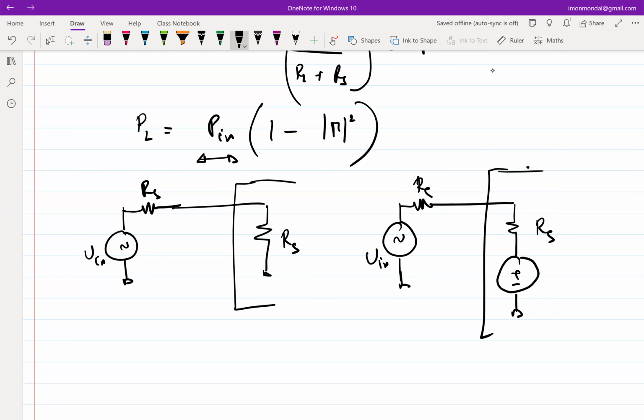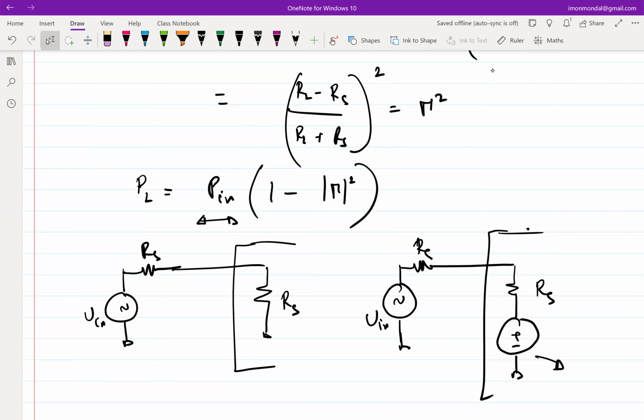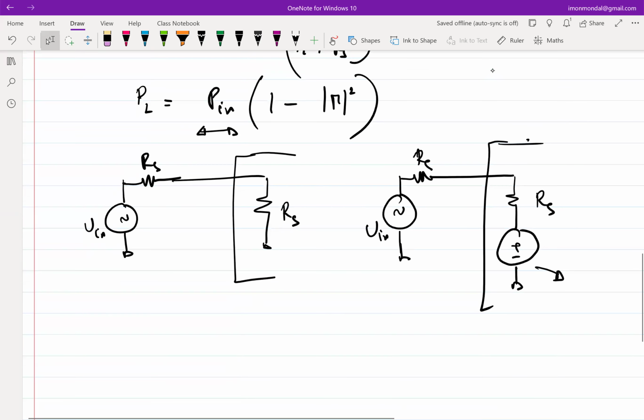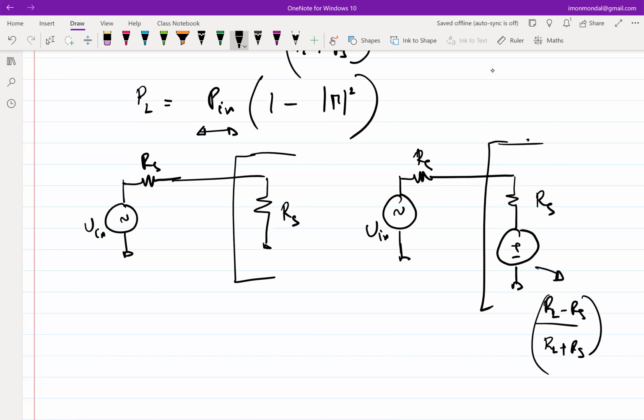So what will this be? What will the value of this be? If you do the math, if you replace this RL, RS and everything and do a Thevenin equivalent, you are going to see this is exactly equal to (RL minus RS) by (RL plus RS) into V.